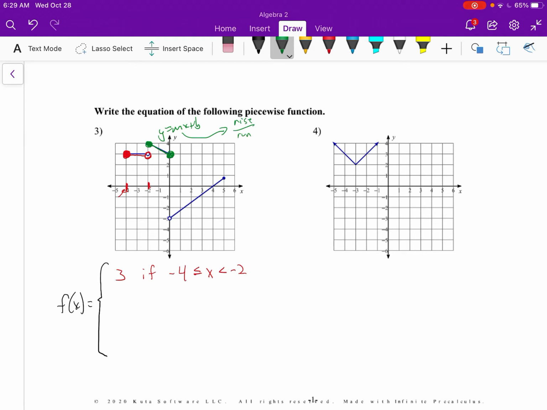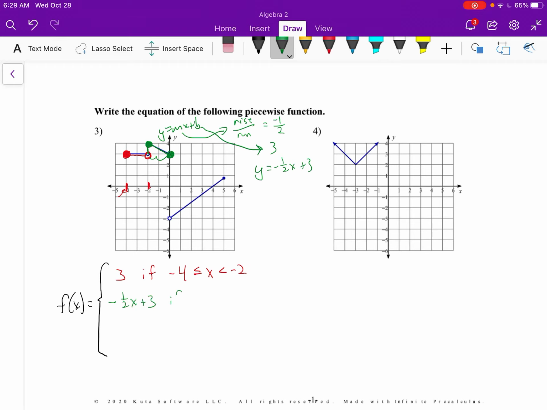So we pick one point. So let's start with this point. We go down 1, so that's a -1, and right 2, over 2. And then b is simply the y-intercept, and that is 3. So our equation is y equals -1/2 x plus 3. So that goes here in our piecewise function, -1/2 x plus 3.